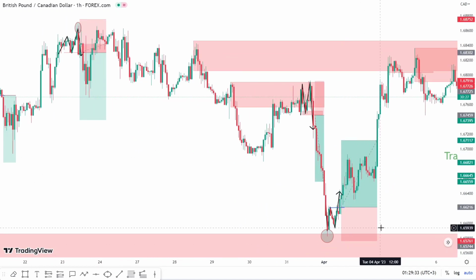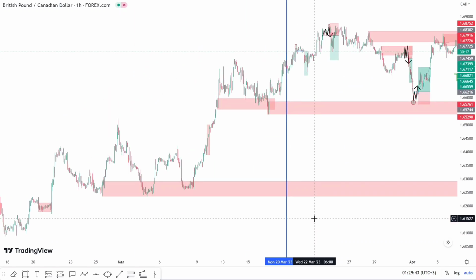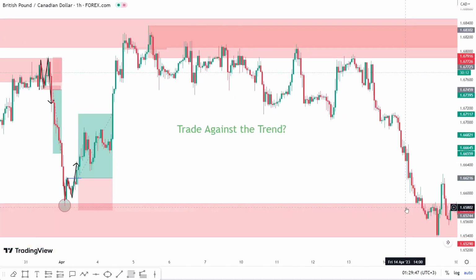So your work is not to try and identify the trend. Your work is to follow the demand and the supply. Because I've told you the trend varies depending on how you're looking at the market. If we zoom out, we are still in an uptrend. If we zoom in, we are still in a downtrend. So just take the trend.